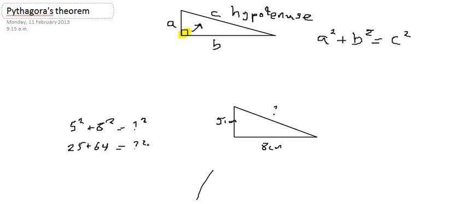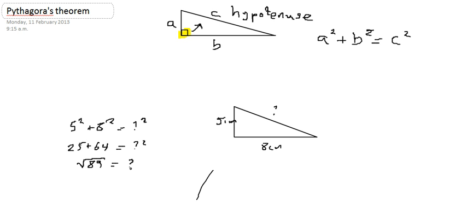Now we kind of know, or you should kind of know, how to undo a square. So that's 89. And 89 equals my longest side squared. So if I square root 89, that equals my missing side.